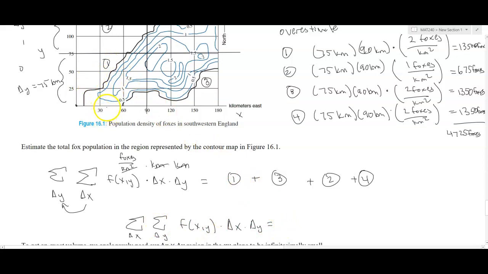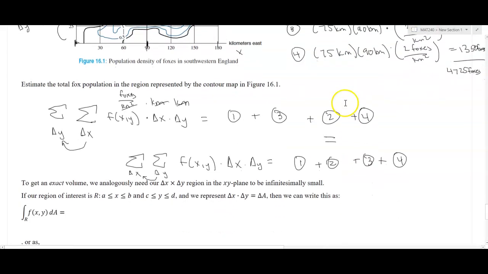So here's my first delta x. It's this region between 0 and 90. And I'm going to add upwards. So I'm going to add region 1 plus region 2 because I'm adding across all the delta y. And only then will I move to the next delta x, which is this region between 90 and 180. And now that's going to entail adding region 3's foxes estimate and region 4's foxes estimate. And you can see that these two things are equal to one another. We're just adding in different orders. Okay, so in each of these cases we get 4,725 foxes.